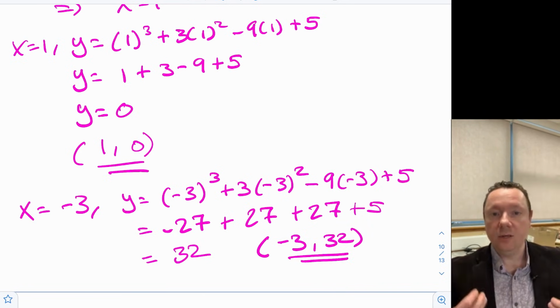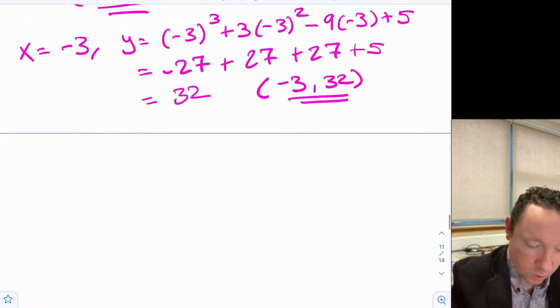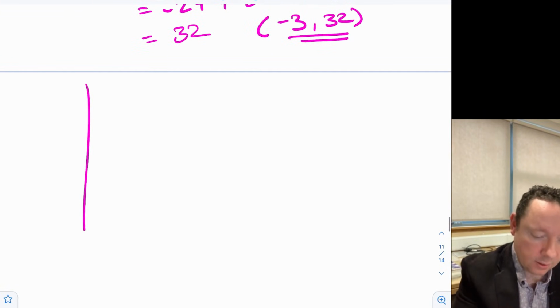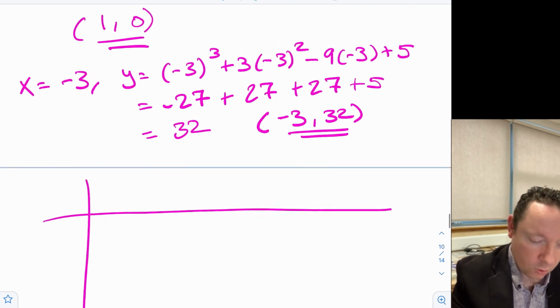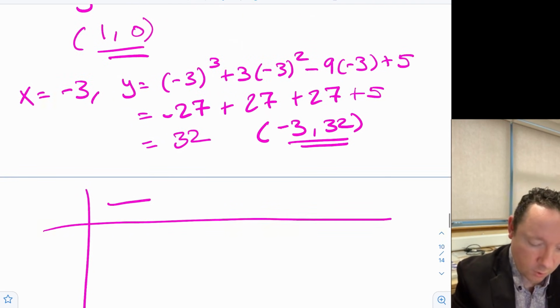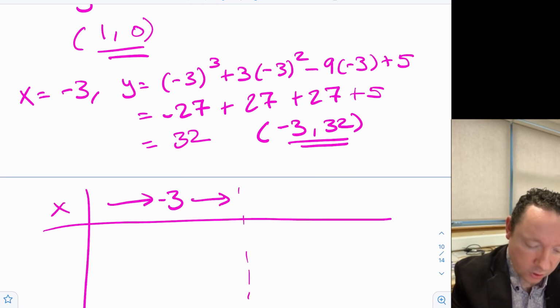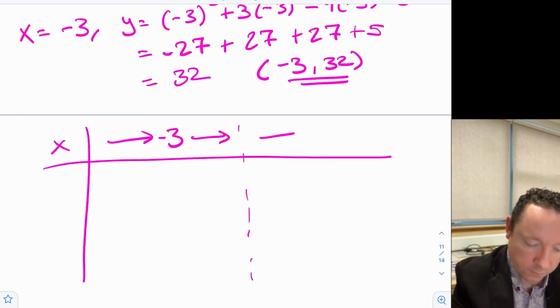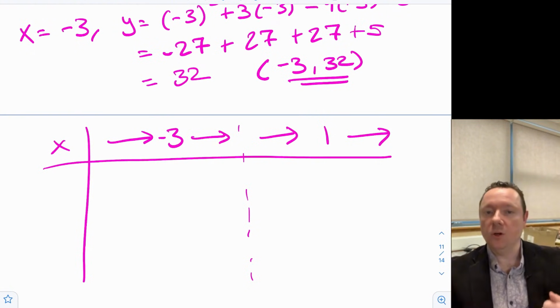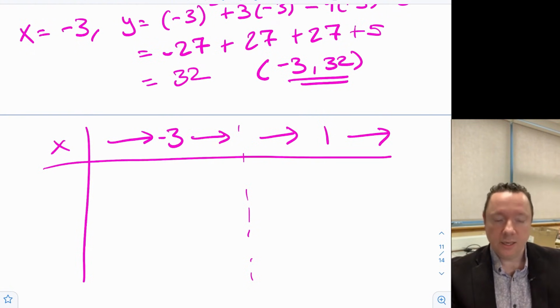Now we need to determine our nature by using a nature table. So a nature table is like this. We're going to go along to our first point. This is our x, so minus 3. And then along. And then we're going to examine the other stationary point. So I'm going to go along to 1, and then along. I always keep it separate in case there's a discontinuous point. I don't want to lose marks for it. In this case it doesn't matter, but just in case.